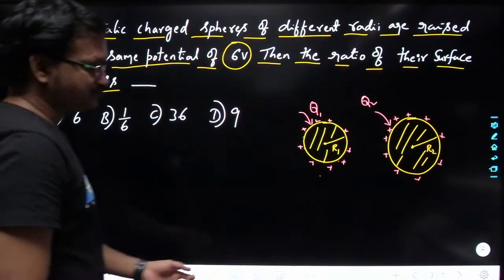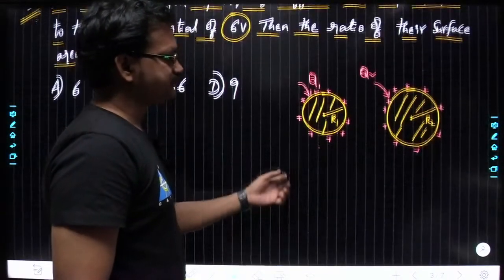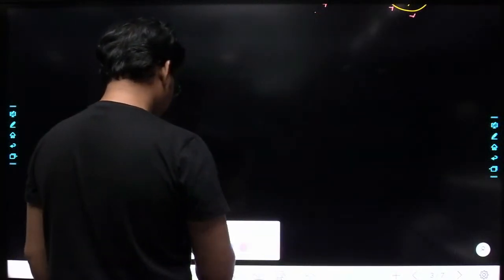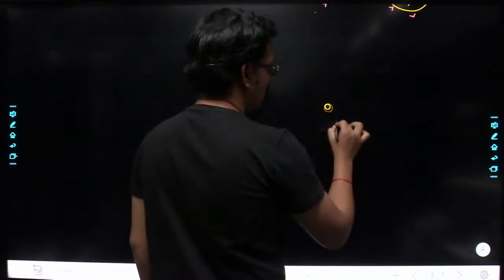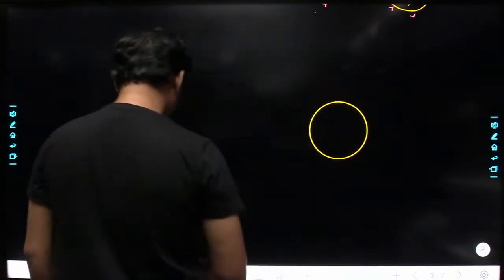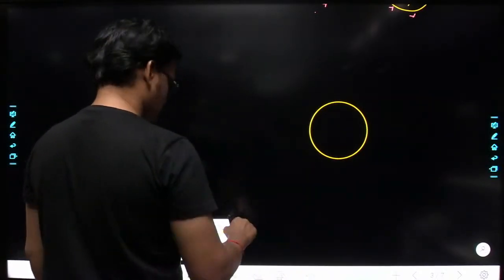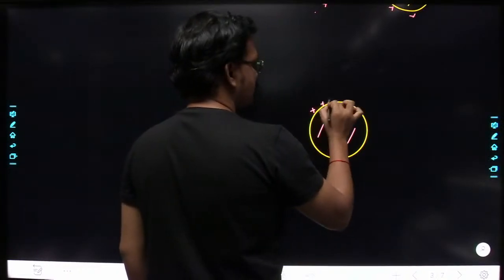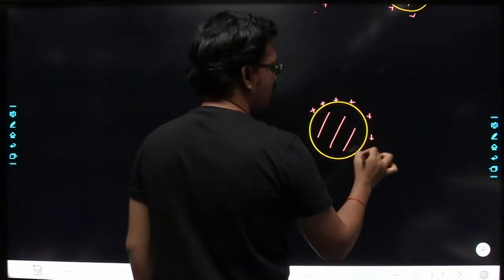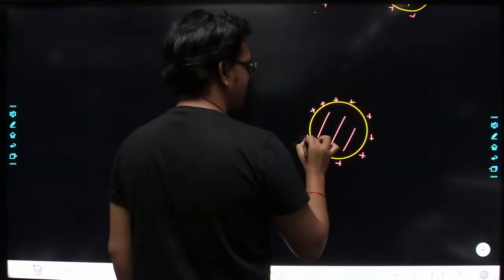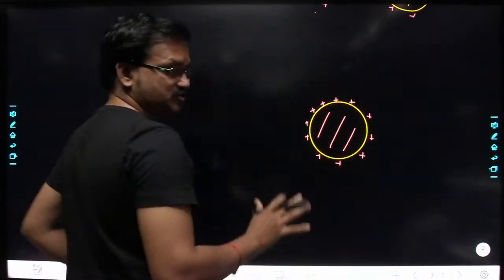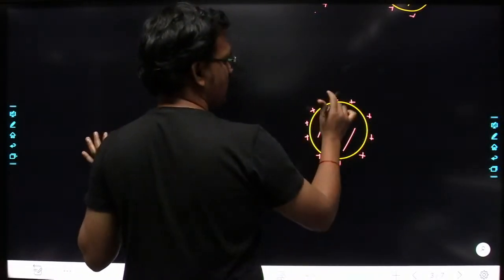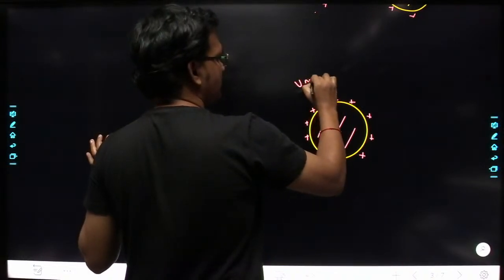Okay. So here one more thing, if you are having a sphere, and if the charge is distributed uniformly on the surface of the sphere, here you are having some sphere, and if the charge is distributed only on the surface of the sphere uniformly, right?